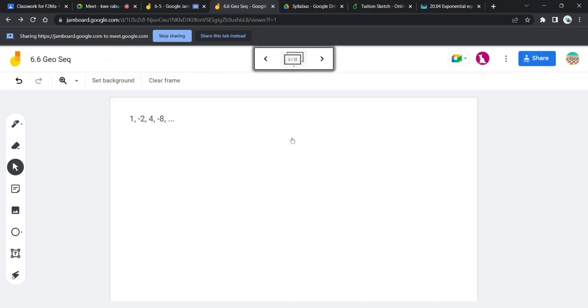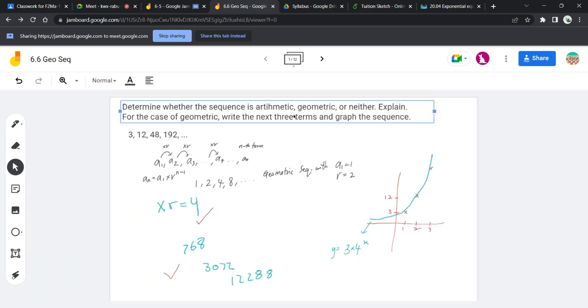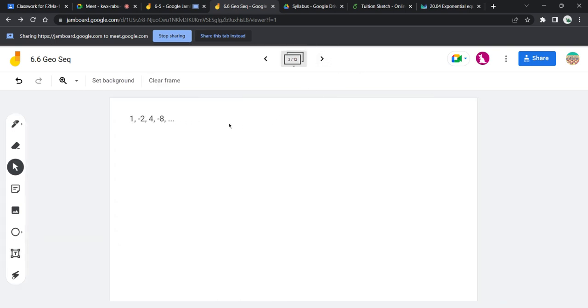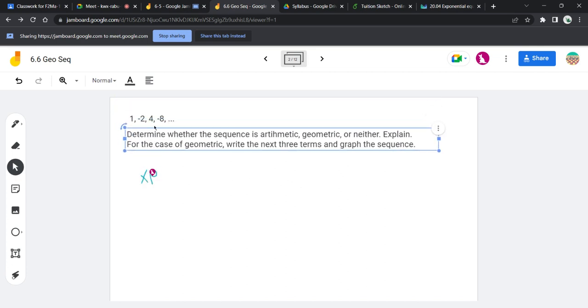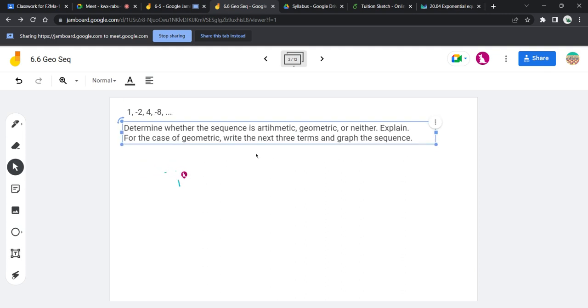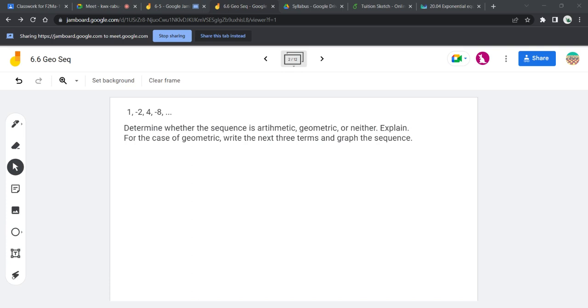Okay, so next slide. So actually the same question, that we need to determine whether it is arithmetic, geometric, or neither. In this one, actually we can see that the ratio can be negative.